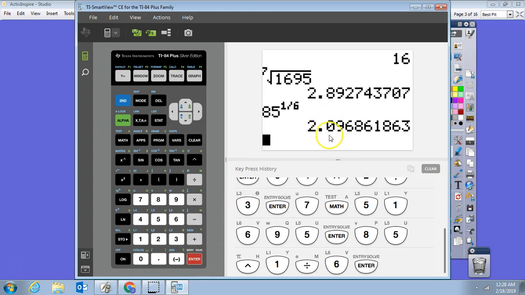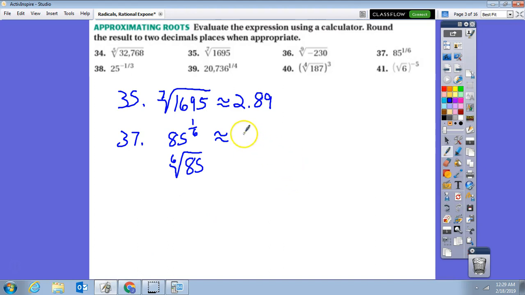You get 2.0968. On this one, I would probably round this to 2.097. Probably go to 3 decimal places just because there's quite a few big numbers in a row right here. So 2.097 is what I would round it to. So on this section, you're just finding the decimal approximations. This is the one that everybody's going to love, the nice freebies, where you just plug it in the calculator.